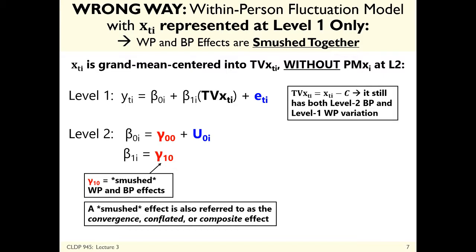Generally speaking, what the problem is that this TVX is two different things. It's both why are some people higher than average, each other, and why are you sometimes higher than you otherwise are within persons. It's two things, but you only gave it one fixed effect. So that one fixed effect has to do both at the same time. It assumes the between-person relationship among the means is the same as the within-person relationship among the deviations. This is what's known as smushing.